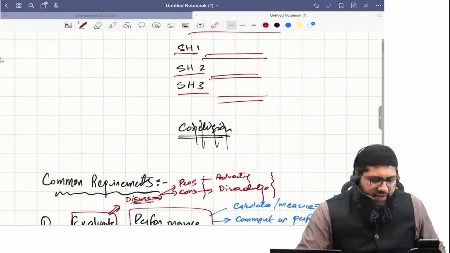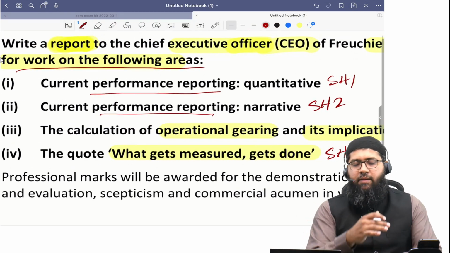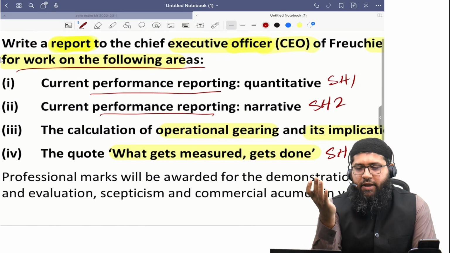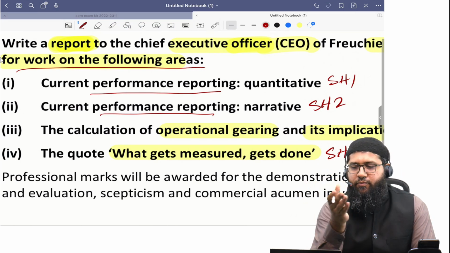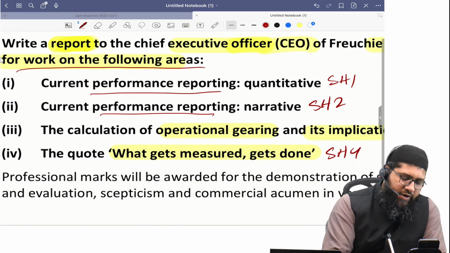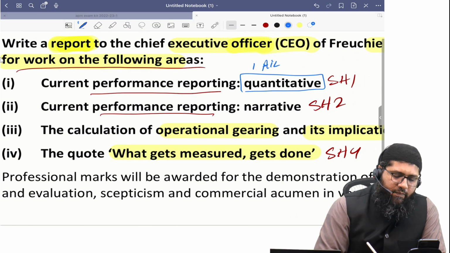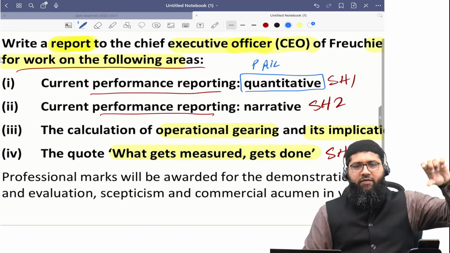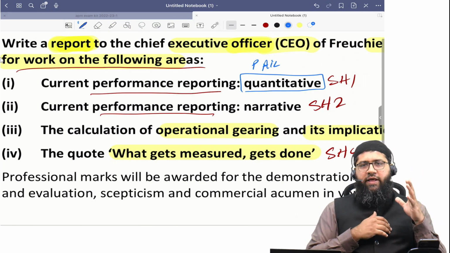Now coming back to the requirements that this question has, I think that has become quite easy for you. One of them is current performance reporting, quantitative and narrative. You would be applying that PALE framework to the quantitative measures being produced. Is it aligned with the purpose? Are they okay for the audience, keeping in mind what the audience is like?